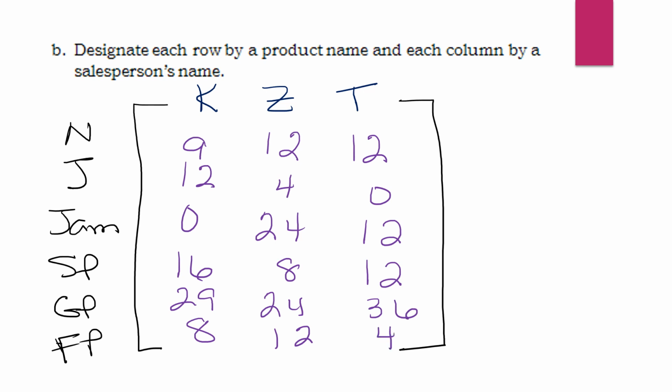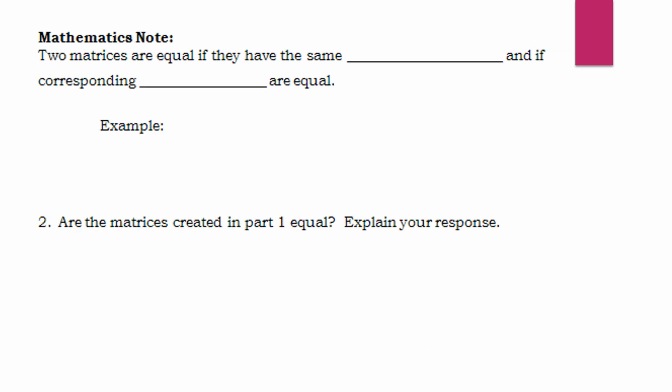Okay, so as we compare each of these two, we'll notice it's the same information, but they have different dimensions. So if our matrices are considered equal, they have to have the same dimensions and corresponding elements will be equal.